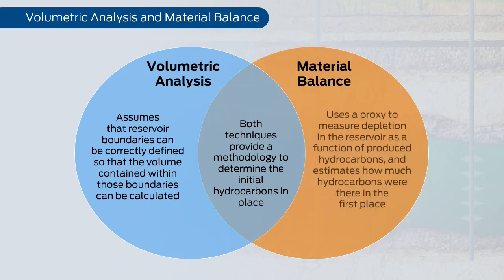In contrast, material balance technique uses a proxy or a substitute to measure the depletion in the reservoir as a function of produced hydrocarbons, and using this data estimates how much hydrocarbons were there in the first place.